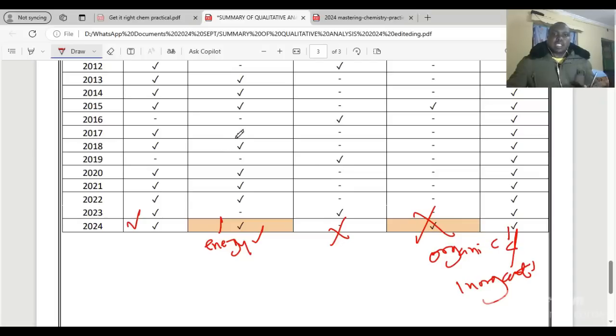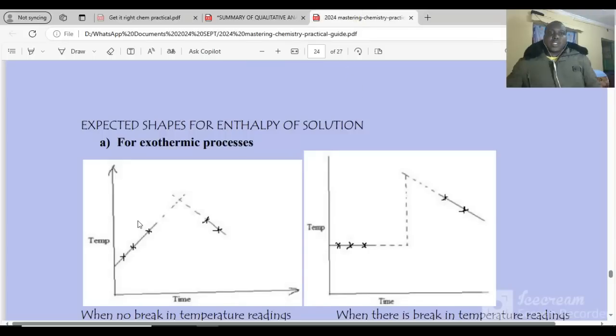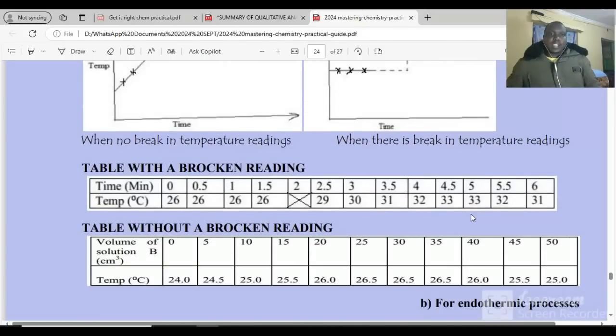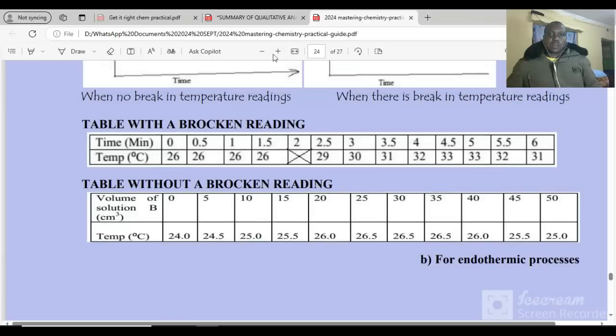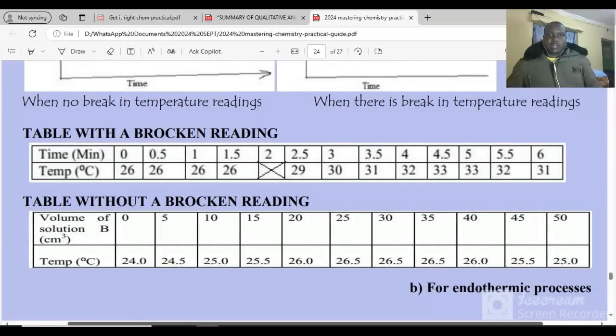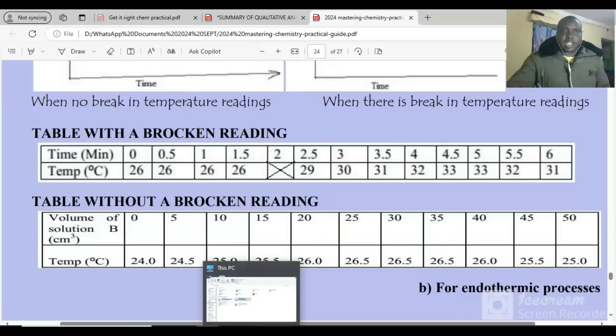What are you expected? In energy changes, we don't expect a student to draw a curve. There is no curve in energy changes. That's why I'm going to take you through. In energy changes, we have two types of tables, and I have given you the examples of the tables here. Let us look at the tables first before we go to the graphs.